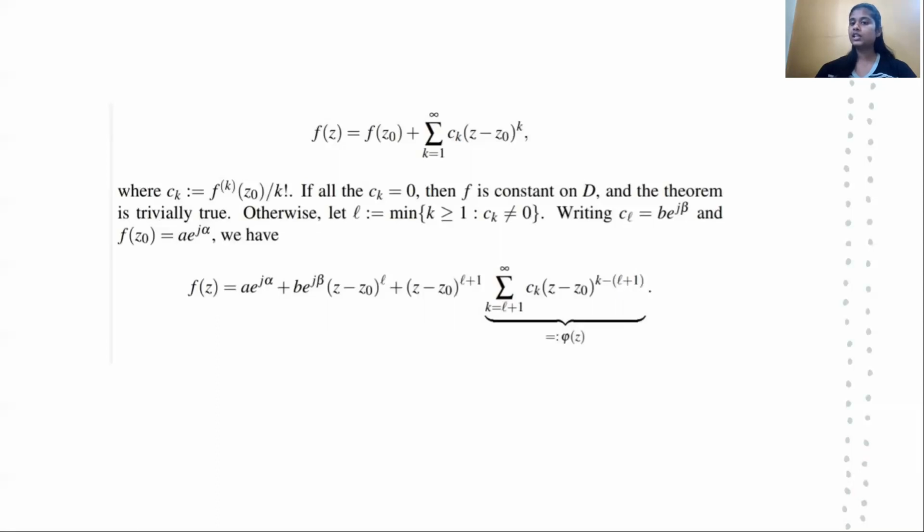writing c_L = B e^{jβ} and f(z0) = A e^{jα}. We have f(z) = A e^{jα} + B e^{jβ}(z − z0)^L + (z − z0)^{L+1} Σ_{k=L+1}^∞ c_k (z − z0)^{k−L−1}, where the last term, the sum over k = L+1 to infinity of c_k (z − z0)^{k−L−1}, is also known as ψ(z). Both of them are equal.